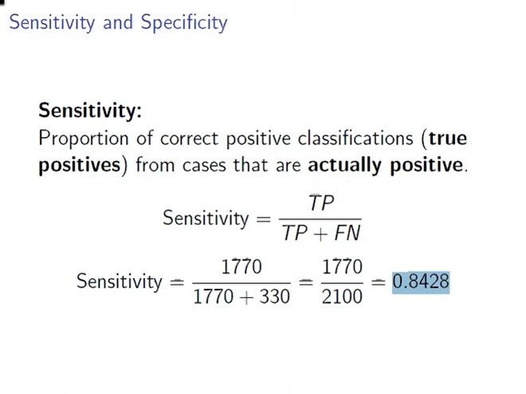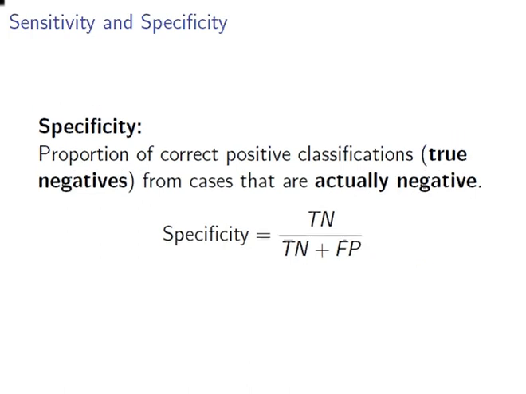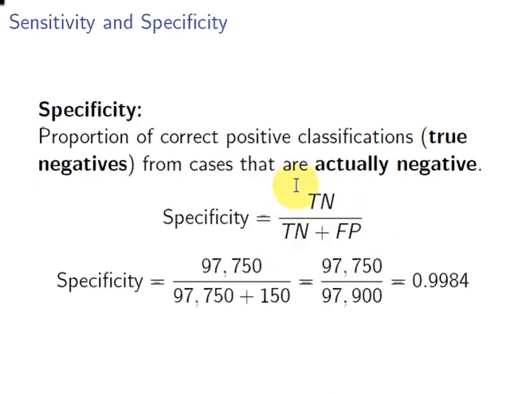Let's look at specificity as well. This is sort of the opposite case. We're looking at the total number of negatives. So this is the proportion of correct negative classifications. So the true negatives from cases that are actually negative. The specificity is the total number of true negatives divided by the total number of actual negatives. So there we have it again.